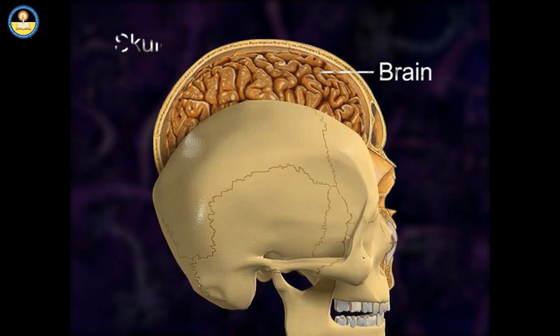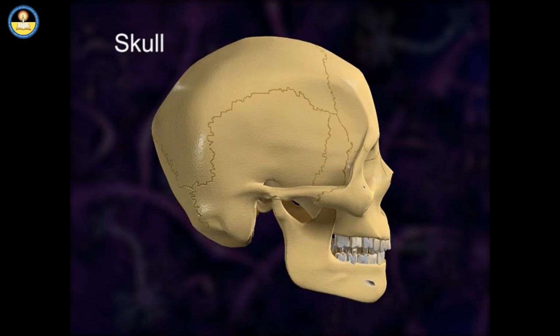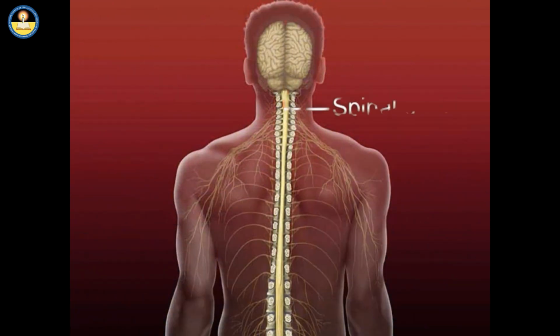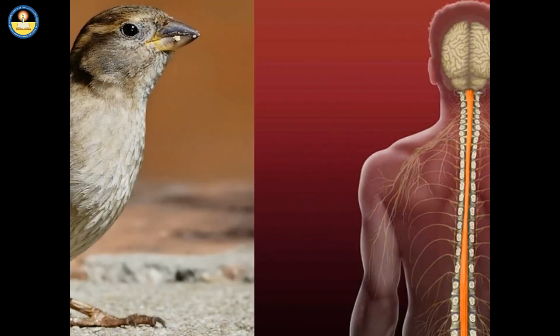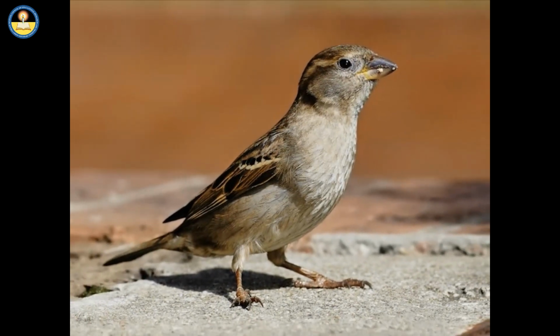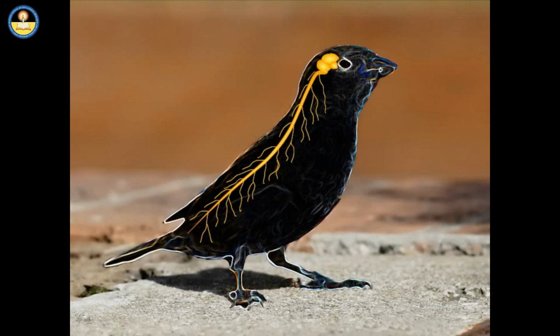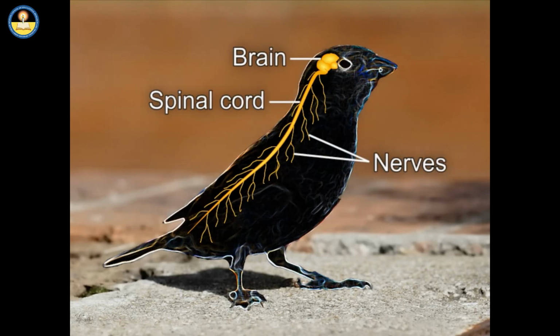Brain in the skull and spinal cord in the vertebral column. Birds have a similar basic plan to the nervous system as the rest of the vertebrates. The central nervous system is made up of a brain, a spinal cord, and nerves.